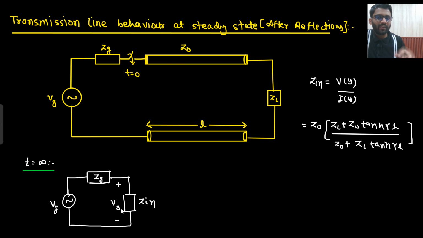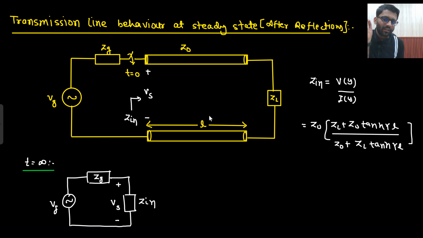So till now what we have done is analyze the behavior of the transmission line at steady state. At steady state we know that there will be the incident wave as well as the reflected wave. So effectively we will see Zin impedance from here, and now we can replace our transmission line with Zin. So across Zin, whatever the potential that you are getting will be given as Vs.